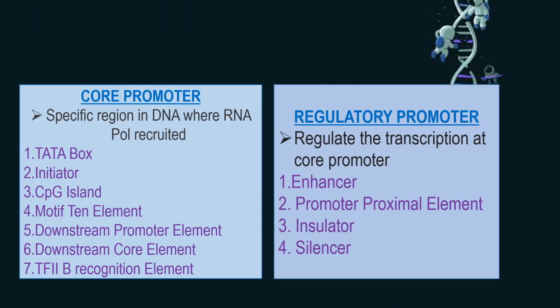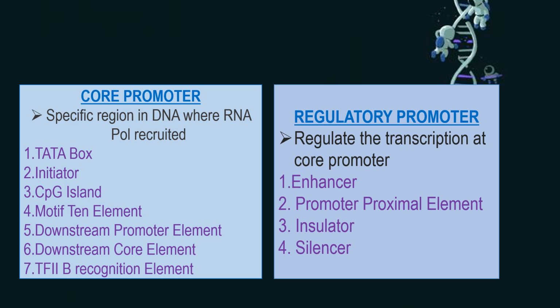Then we are discussing the promoter regions for the enzyme RNA polymerase 2. Multiple sites are required for transcription initiation. So these transcription control regions are further divided into two: one is the core promoter and the other is the regulatory promoter. The core promoter is the specific region in DNA where RNA polymerase is recruited.